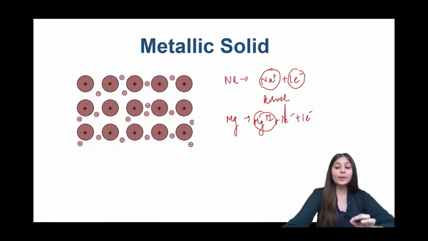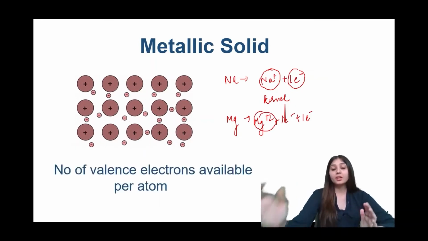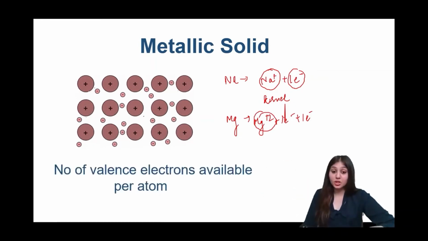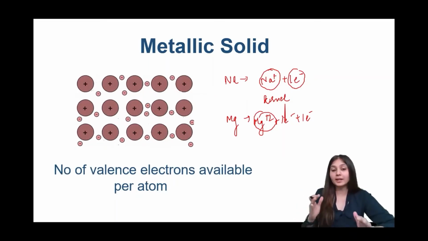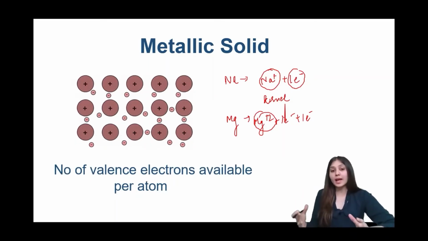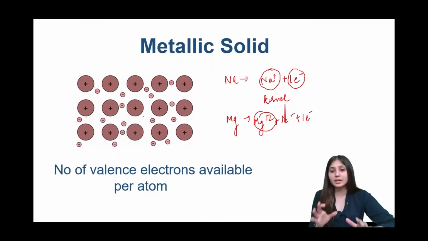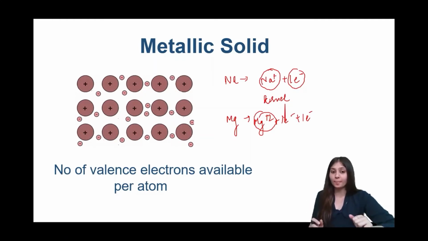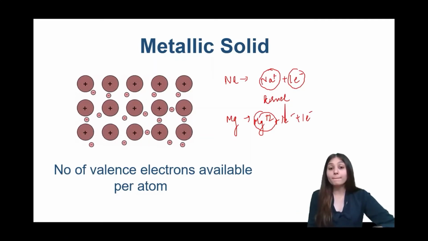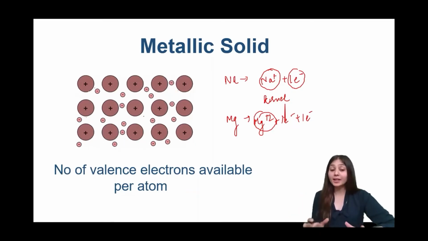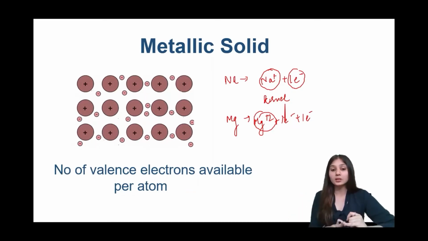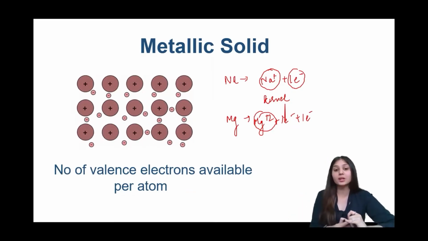So in the case of a metallic solid, we have a number of valence electrons available per atom, and the more electrons we have, the more conduction there is going to be in metallic solids, okay? Now let's talk about the band theory of conduction, and the band theory is going to explain what a conductor is, what an insulator is, and what a semiconductor is.